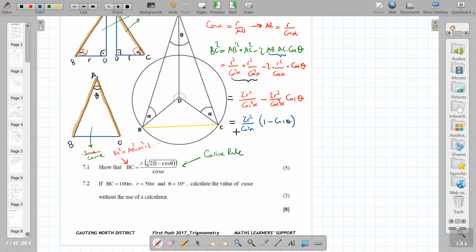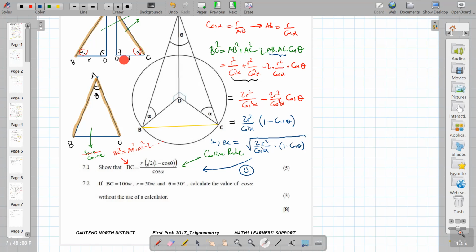Remember, this is BC square. So BC is the root of this: 2R square over cos square times 1 minus cosine theta. As you see, R square and cos square come out, and the others are left inside. So you can get what they want. That's it. This was 5 marks. It could be 7 marks, but that's how you approach it.